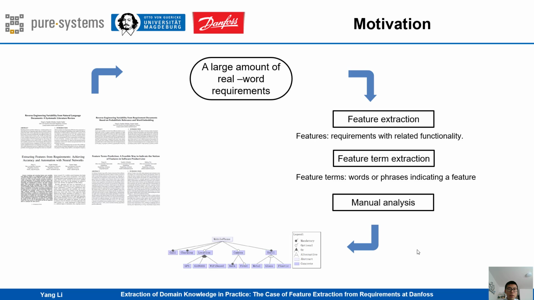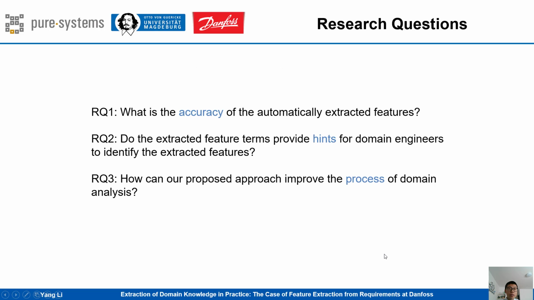In order to achieve this, we analyze requirements from Danfoss based on the techniques and experience achieved from our previous research. In particular, we focus on firstly extracting features from requirements, and then we further extract feature terms from requirements belonging to a feature. After conducting the manual analysis based on the extracted features and feature terms, a final feature model can be generated. In this research, we proposed three research questions.